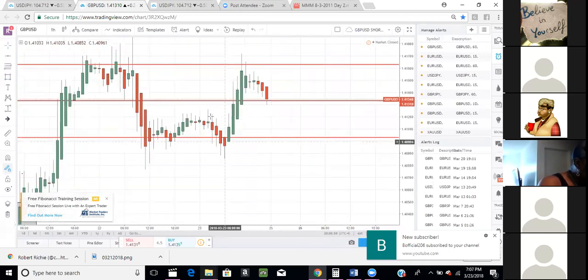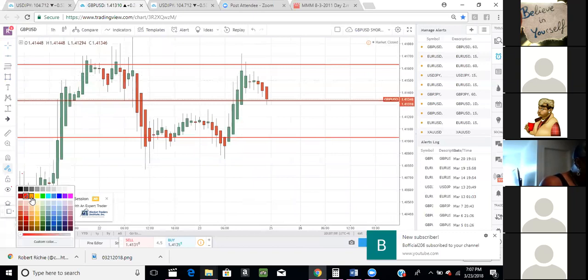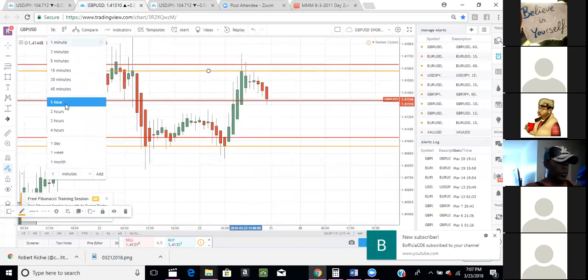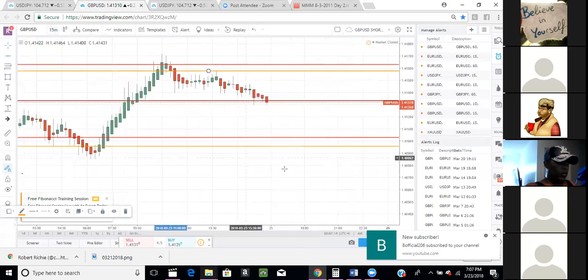Same thing here. Look for the noticeable change in direction. This would be the immediate low. The immediate high would be right in between there. Boom, 15 minutes, real quick.